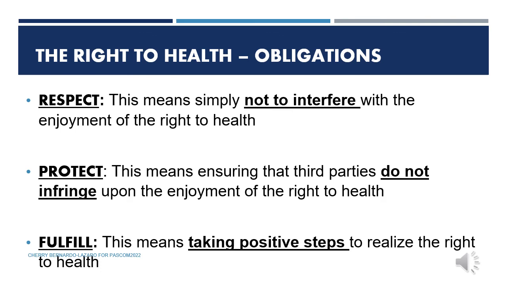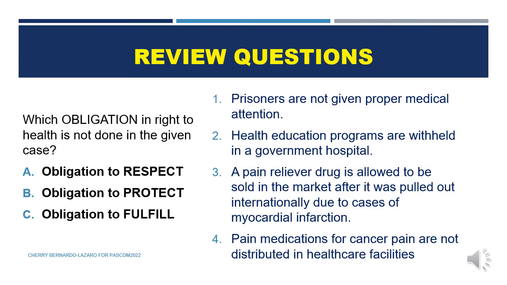Got these? Okay, good. So just to review, which obligation in the right to health is not observed in the given cases? You choose among the obligation to respect, to protect, or to fulfill. One, when prisoners are not given proper medical attention. Two, if health education programs are withheld in government hospitals. Three, if a pain reliever drug that was pulled out internationally due to cases of myocardial infarction is allowed to be sold in the local market. And four, if pain medications for cancer are not distributed in healthcare facilities.